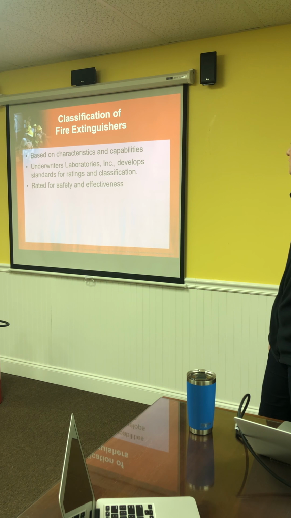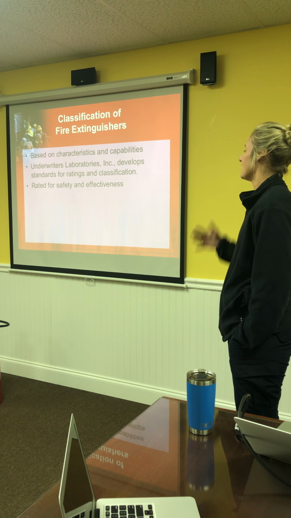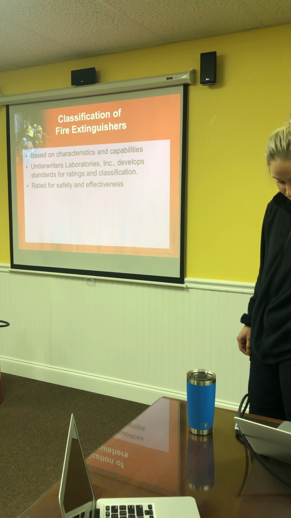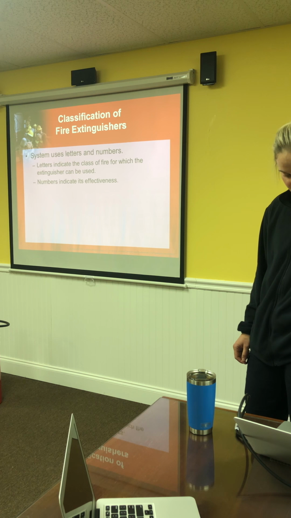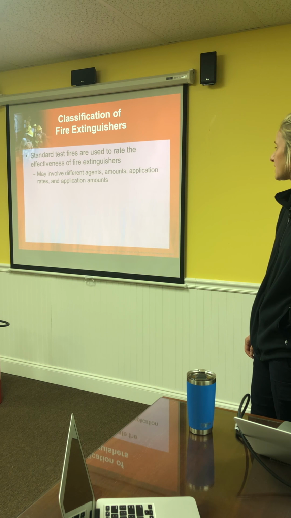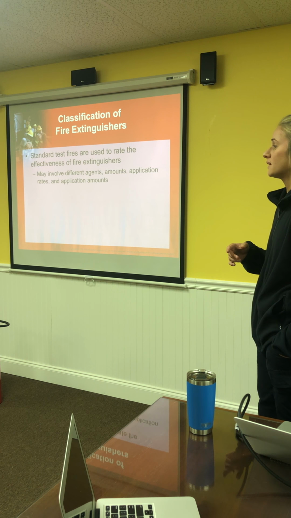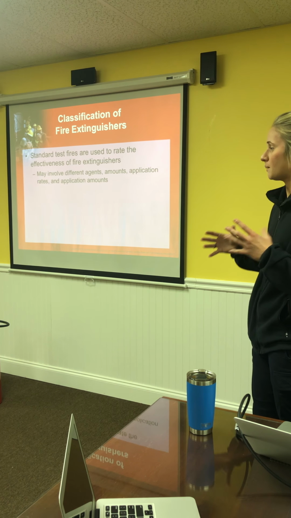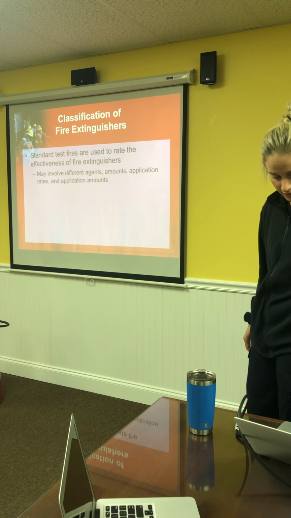And then classification of fire extinguishers. The Underwriters Laboratory developed standards for ratings and classifications. They're rating for its safety and effectiveness. Different classifications, some use letters and numbers. Standard test fires are used to rate the effectiveness of fire extinguishers. Prior slide, the number is used for the amount of fire needed to extinguish, and then the letter is the type of fire.